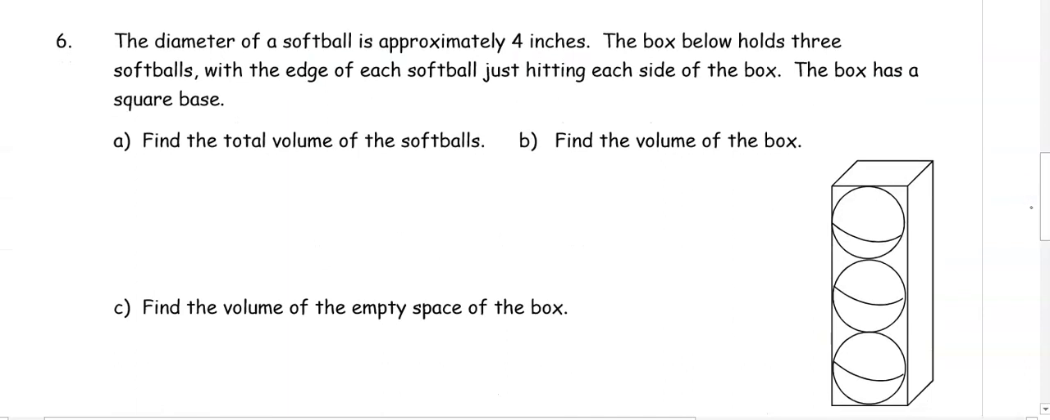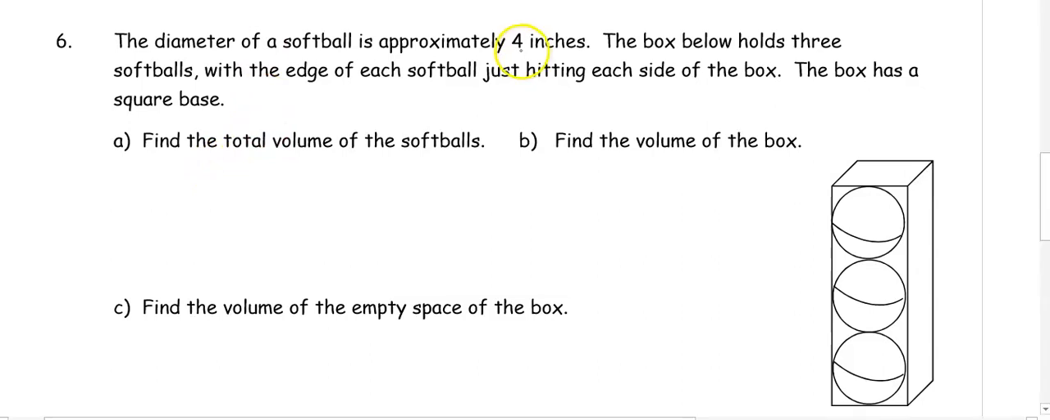In number 6, the diameter of a softball is approximately 4 inches. A box holds 3 softballs with the edges of the softball just hitting each side of the box. The box has a square base. So we want to find the total volume of the softballs. So they are spheres, and we have 3 of them.